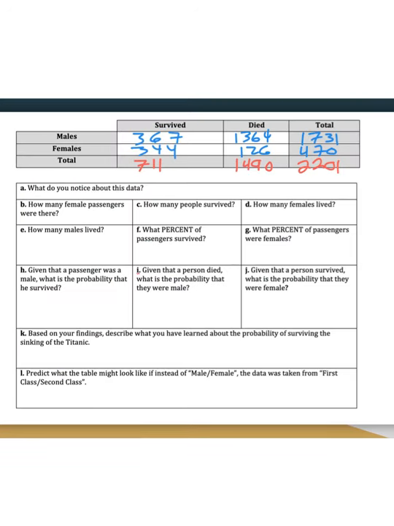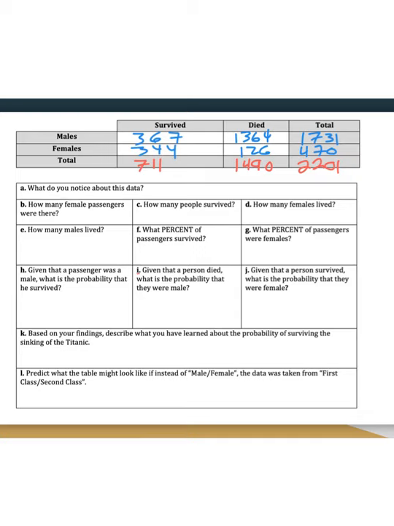All right, now that we have our table filled out, we can go ahead and answer some questions. So the first question is, what do you notice about this data? There's a lot of things that we can notice, but right away I noticed that there is a large amount of males compared to females on this boat. So the Titanic was definitely carrying a large amount of males. In addition, if you look at the number that survived versus the number that did not survive, a lot more passengers on the Titanic did not survive in comparison to those who did.